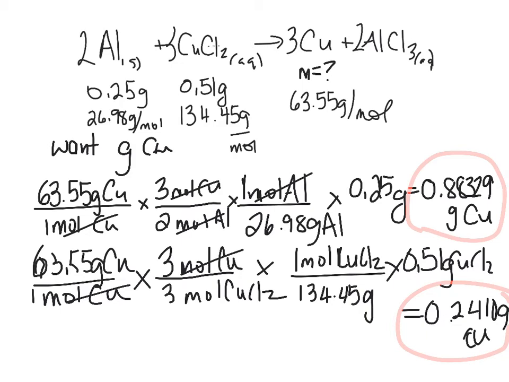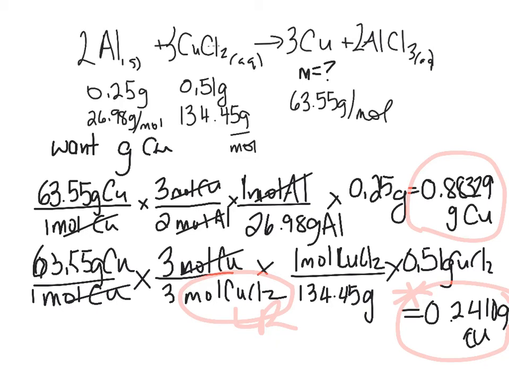Which one is smaller? The bottom one. So then this becomes your theoretical yield, the maximum amount that you can make, and it came from your limiting reagent. So whatever is there is your limiting reagent. So this is just another way to determine the limiting reagent and your theoretical yield at the same time.